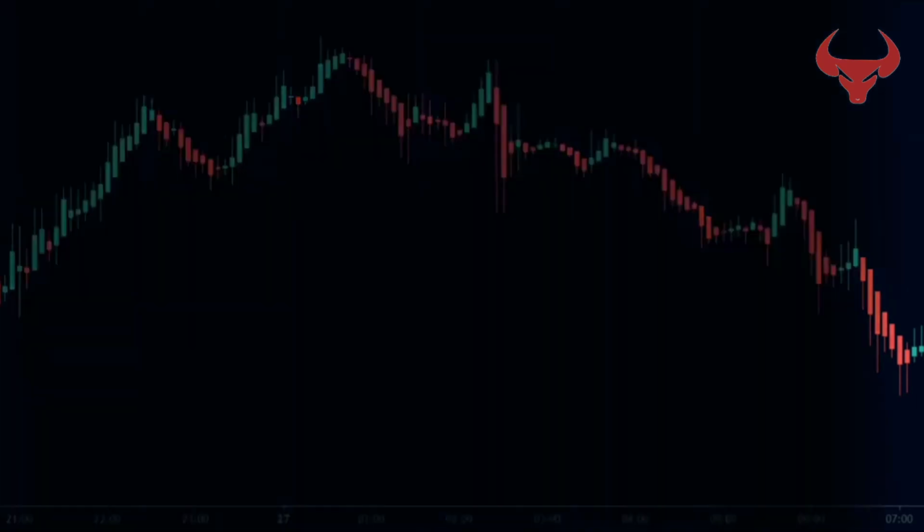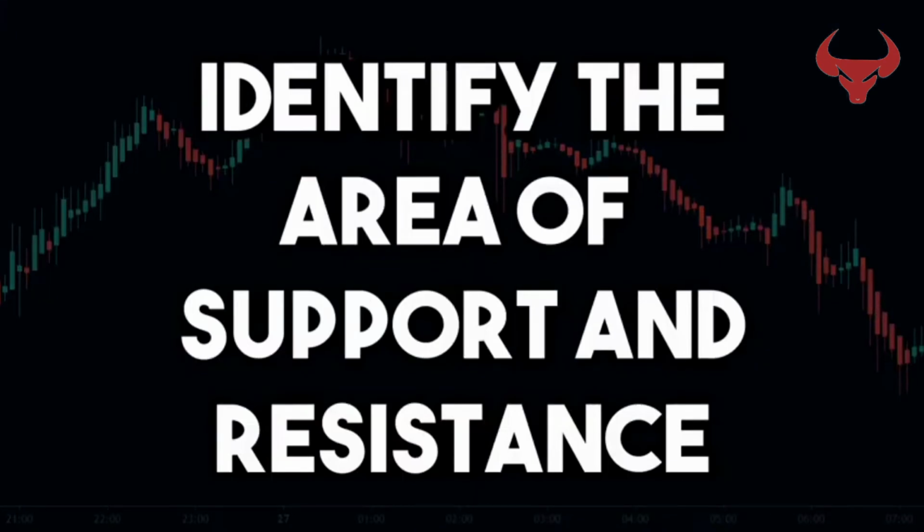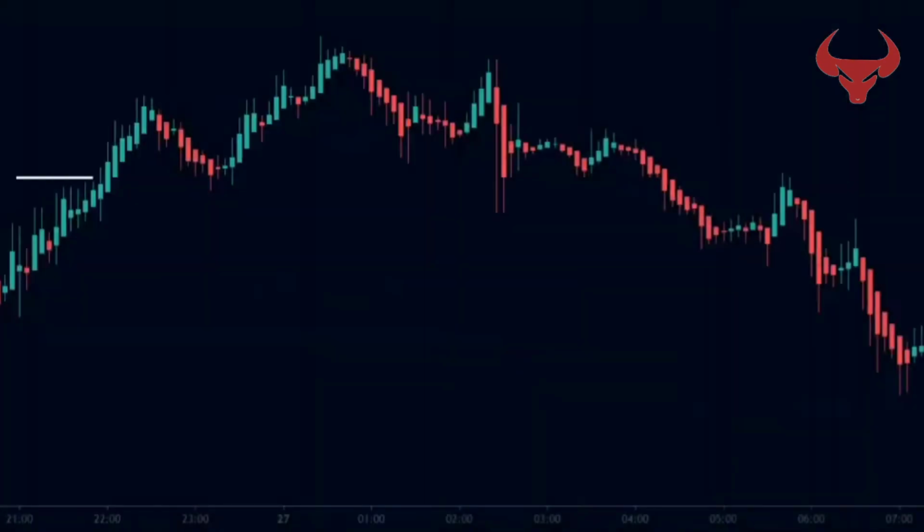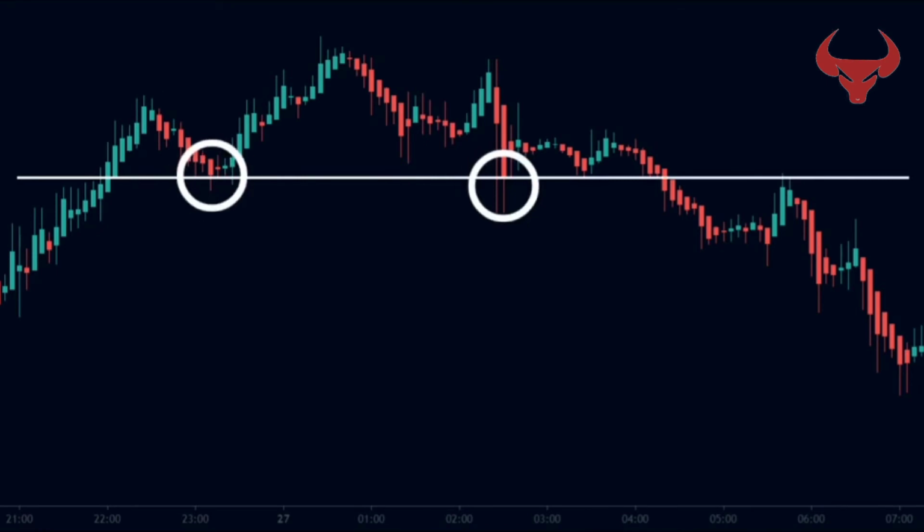So first, we want to identify the area of support and resistance. Here we can see that the price has found support twice. Hence, when the price approaches this level the third time, we want to pay attention. As we can see, the price breaks below the support level.